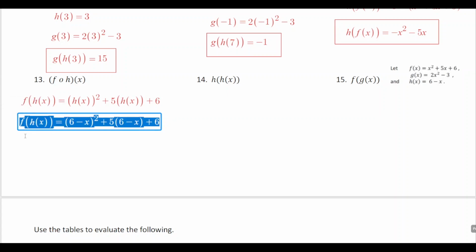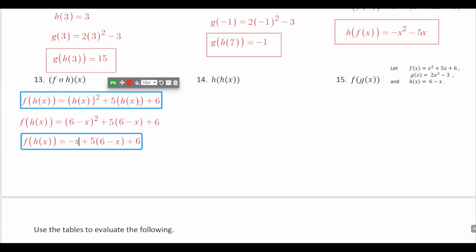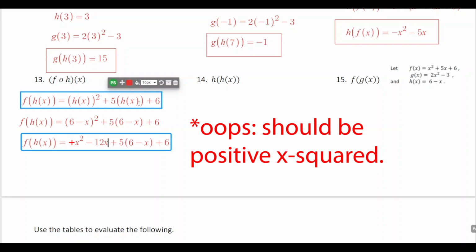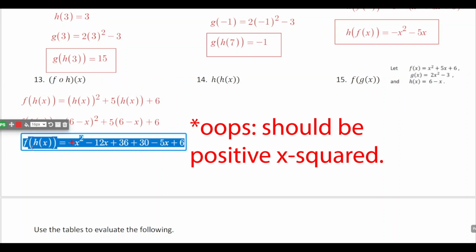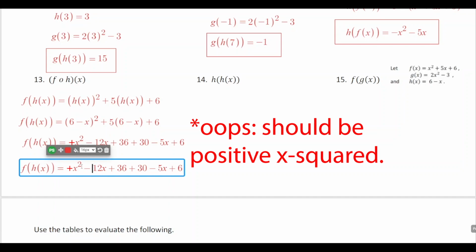So we get f of h of x is equal to, see if we square this out, what we're going to get is x squared minus 12x plus 36. And then if we distribute the 5, we're going to get 30 minus 5x. And then we have this plus 6 hanging out at the end. So now I can go ahead and combine my like terms here. I've only got one squared term, so it's going to be x squared. Then I look at my linear terms. I've got negative 12x minus 5x. That's negative 17x. And then looking at our constants, we've got 36 plus 30 plus 6, which is 72. So all this is just 72.